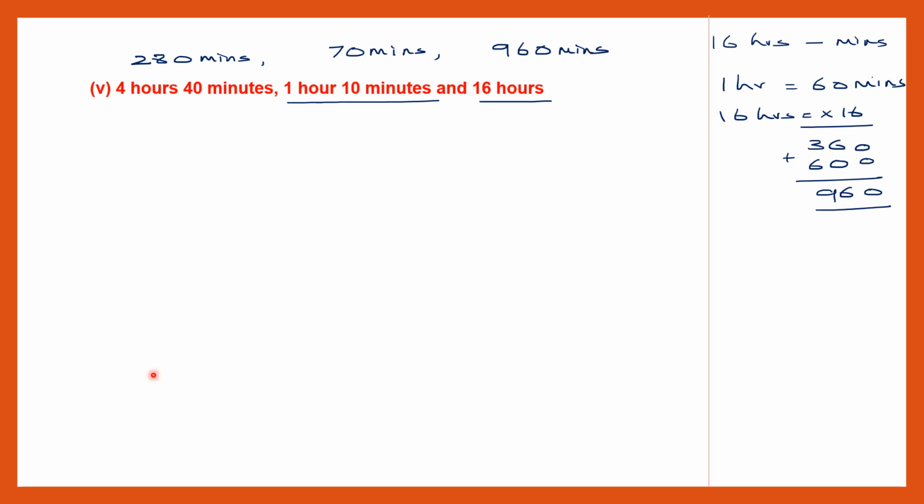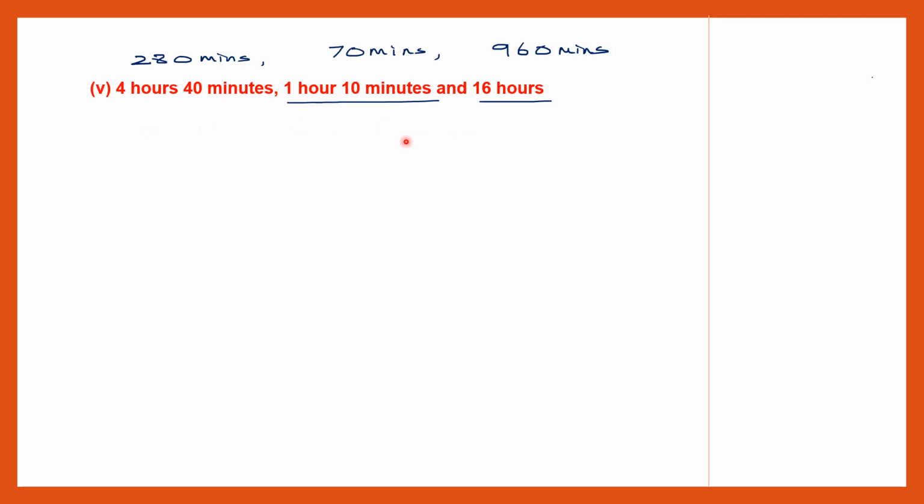So what have we done? We have converted all these into minutes. So first we have 280 minutes, then we have 70 minutes, and then we have 960 minutes. So now we have 3 terms, so let the fourth proportional be x. Now we can write all these here. So let's write 280 minutes, then we have 70 minutes, then we have 960 minutes, and then we have x.